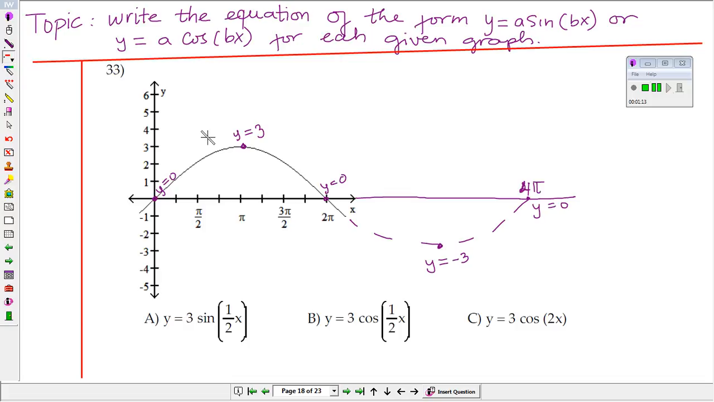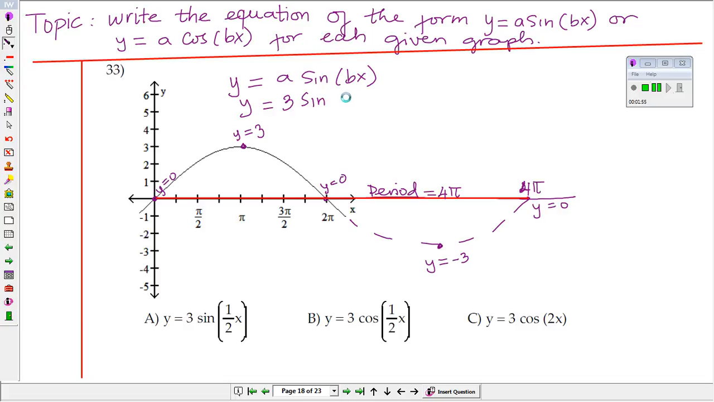So therefore the period of the graph will be 4 pi. Since the graph's y-intercept is 0, this will be the graph of sine, so y equals a sine of bx. We can see that the pattern starts from y equals 0 to y equals maximum, so there's no reflection. In this case, we can conclude right away that a is 3.